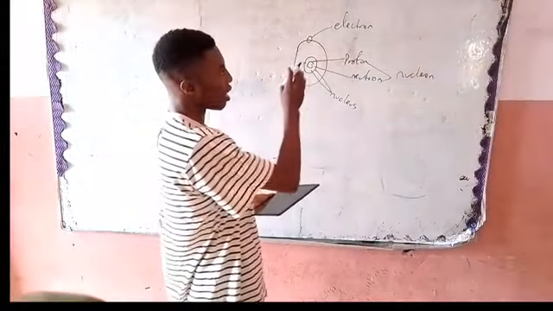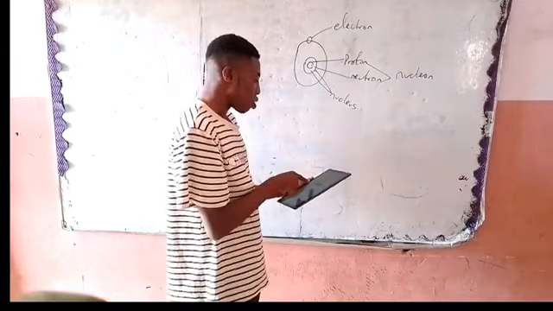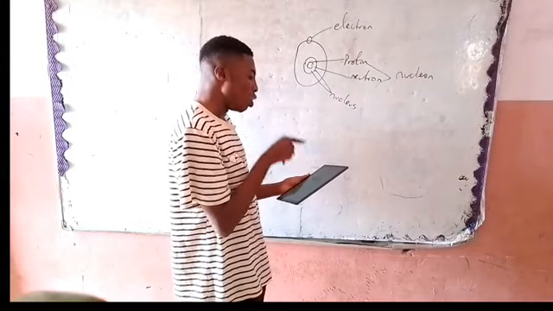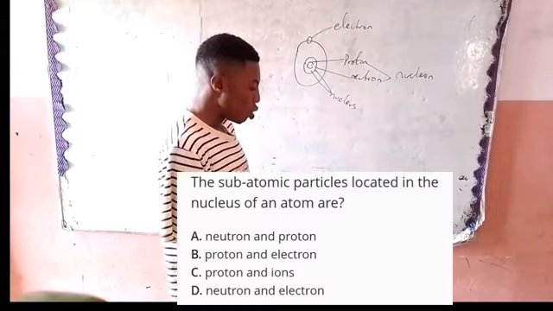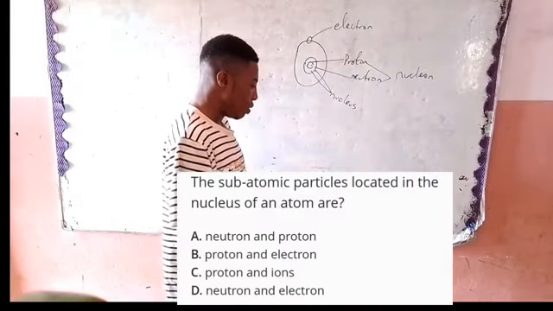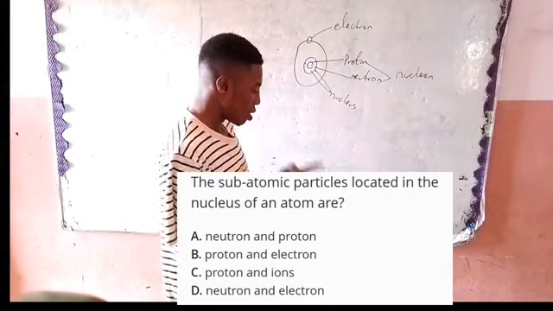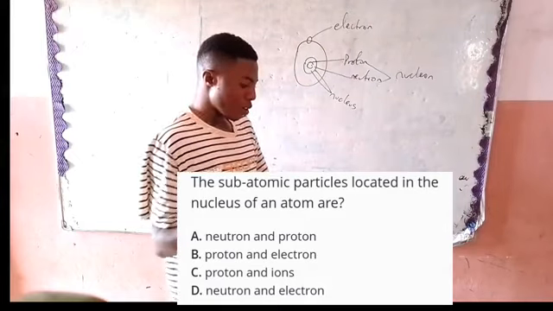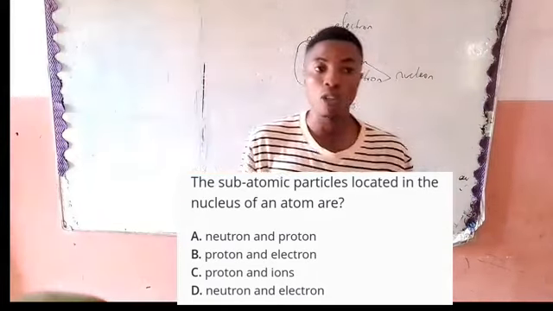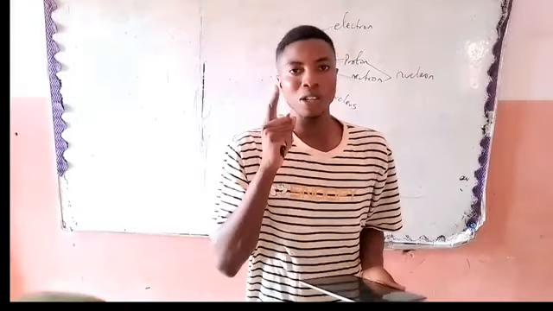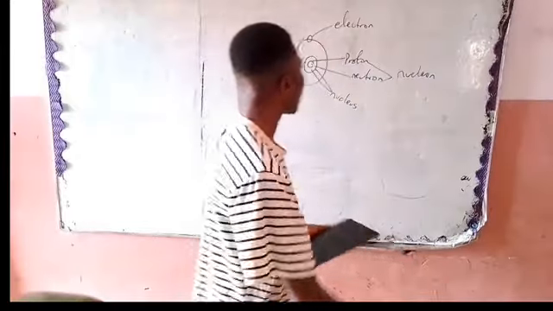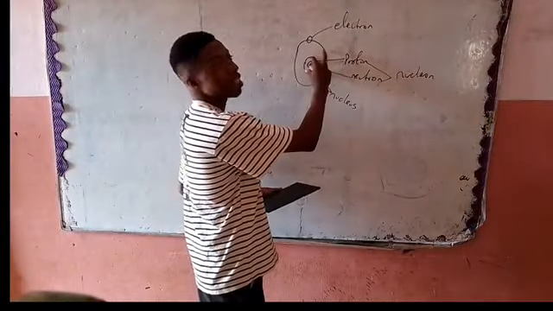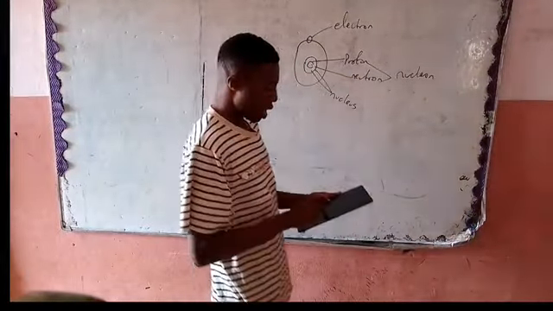So this is the major atomic structure. Let's use this and answer the question again. The subatomic particles located in the nucleus of an atom are: A, neutron and proton; B, proton and electron; C, proton and ions; and D, neutron and electron. I know you already know the answer. The answer is neutron and proton. The reason is that the proton and neutron are located inside the nucleus.